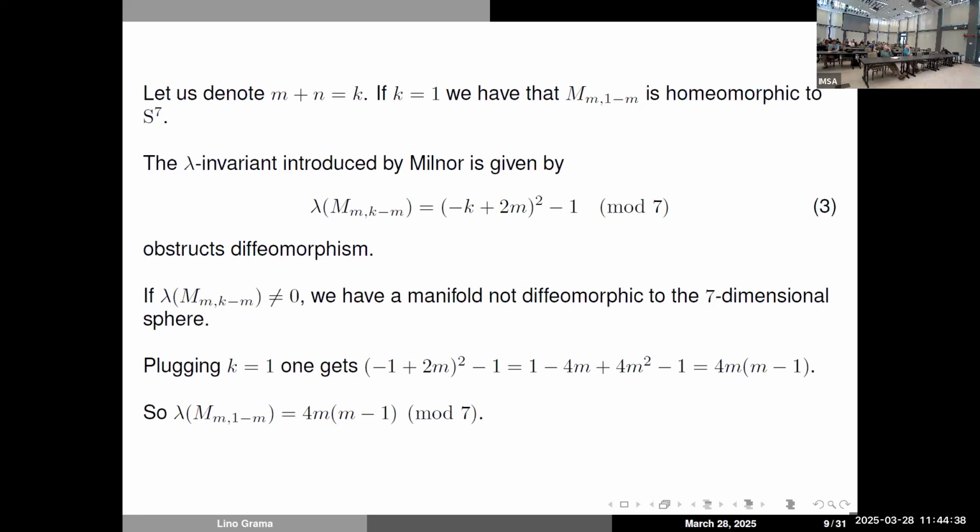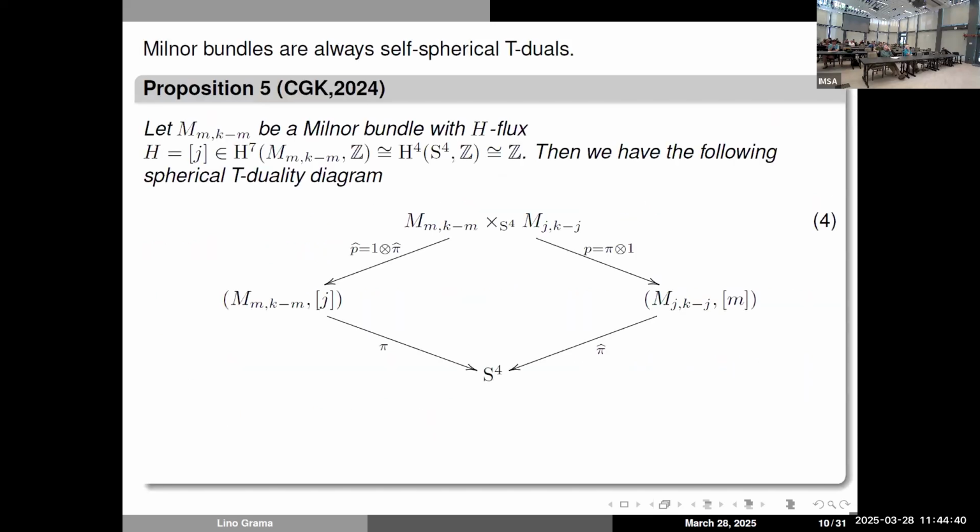Okay, and now we have our first contribution on this subject. That is, we can put this Milnor construction in the language of the spherical T-duality.